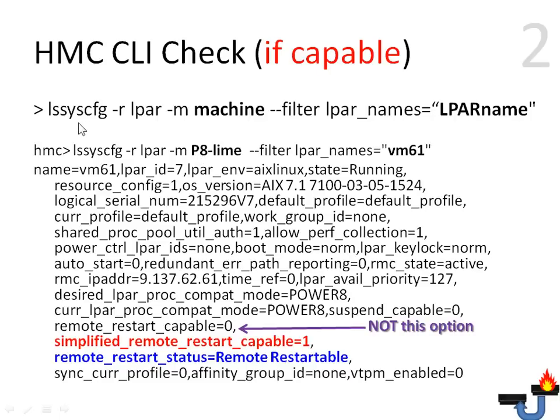So first then we're going to check with this command, the list system configuration at the LPAR level. We give it the machine and the name of the LPAR we're wanting. So my practical worked example here is my machine is called P8 Lime and the virtual machine is called VM61. Lots of interesting information in here. If you've never been here before, you can find out the version of the operating system running and a whole load of setup details of the VM.